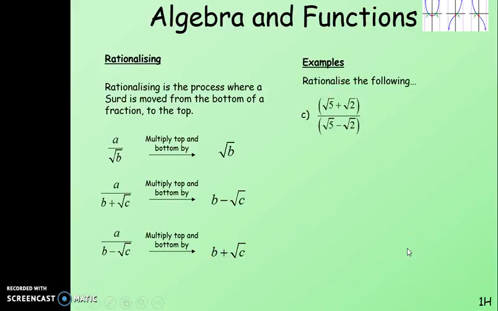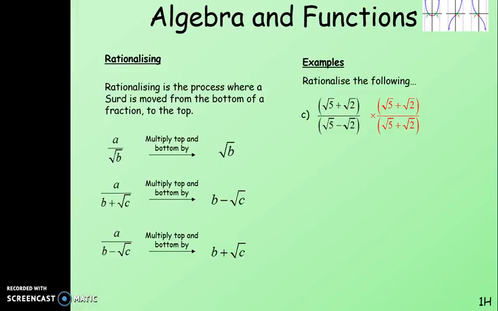So let's look at one more example of this. This one looks a bit trickier, but again, just follow the rules. We're looking at the bottom. We're trying to rationalise this bit here. So we would times it by the same bracket with the opposite sign. So let's do that, but we must do it to top and bottom to keep it an equivalent fraction.